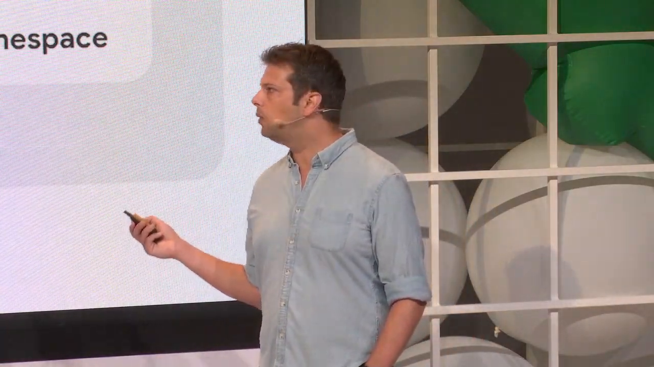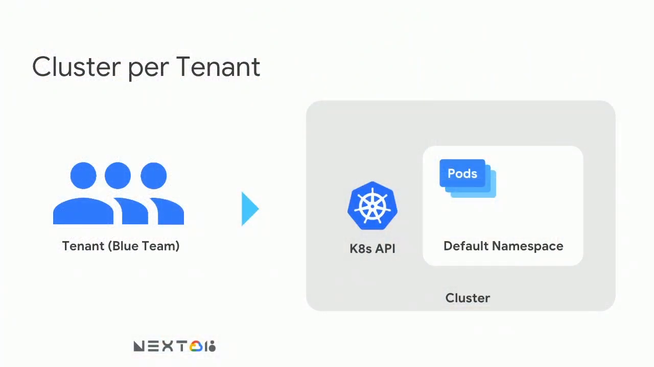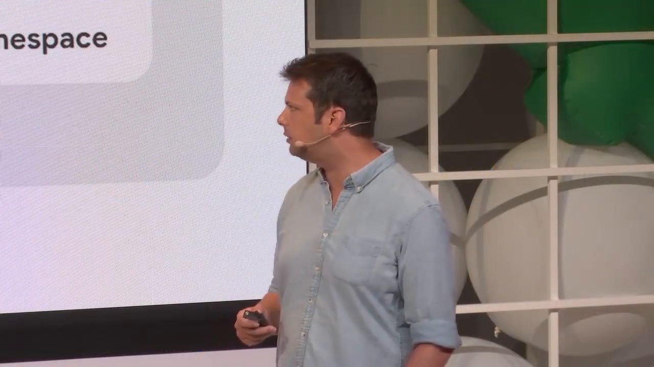So when people start out with Kubernetes, this is usually what we see. These cluster per tenant scenarios, where you have one tenant, in this case a dev team, the blue team, and they want to play around with Kubernetes, they want to experiment with it, so they go and spin up a cluster. And that's very easy on GKE, but it's also very easy to spin it up using some tooling or to work with any other cloud provider.